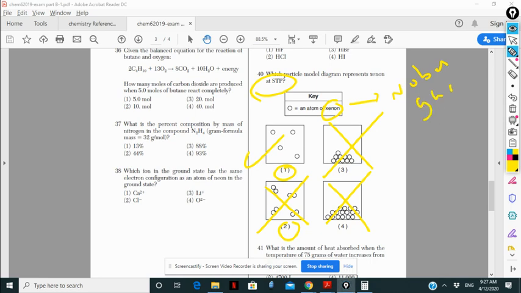So it can't make any bond. So I crossed out two. And at the same time it's a gas, so the molecules cannot be next to each other. That's why I crossed out 3 and 4.